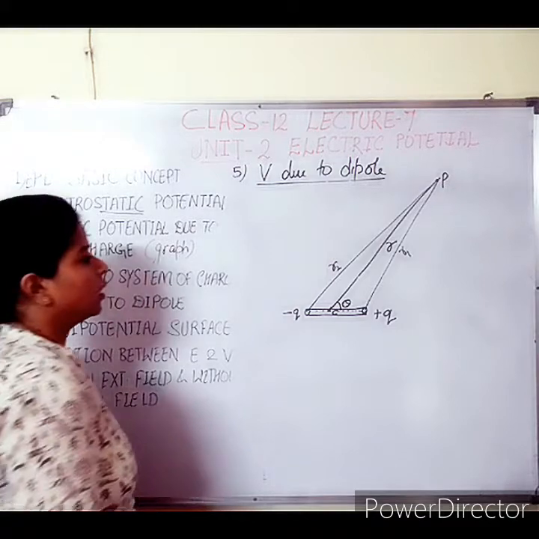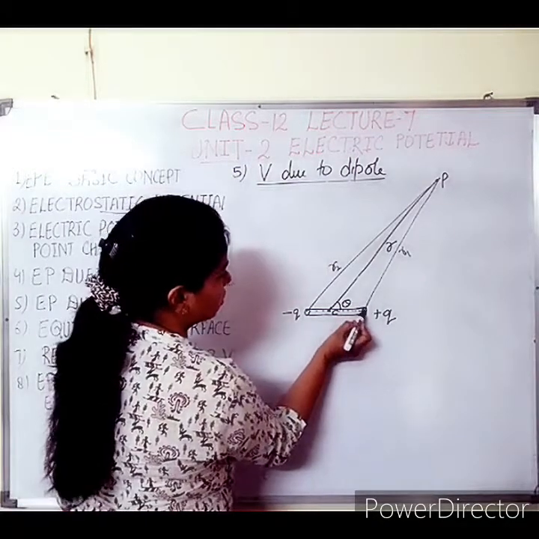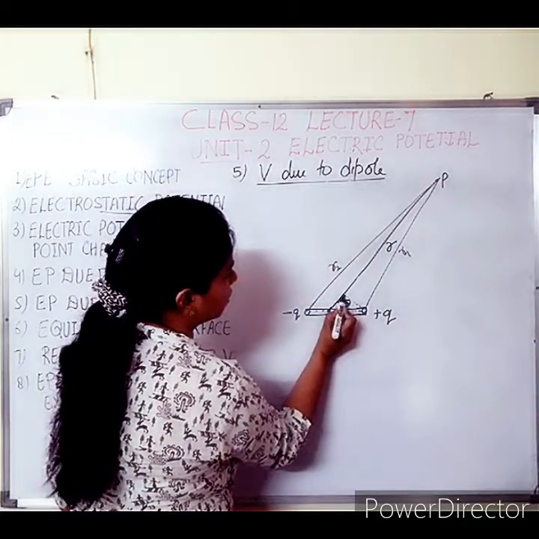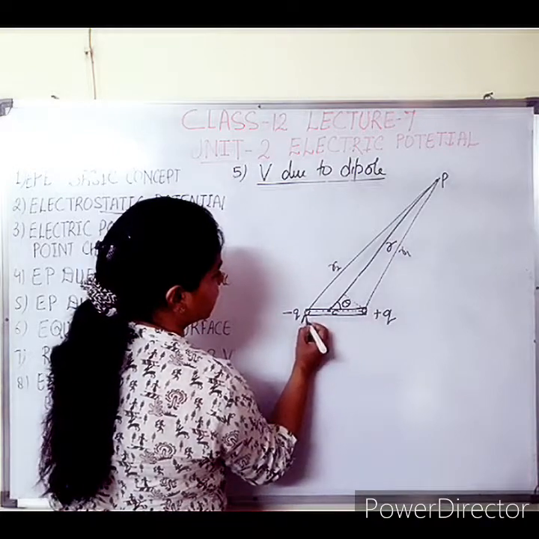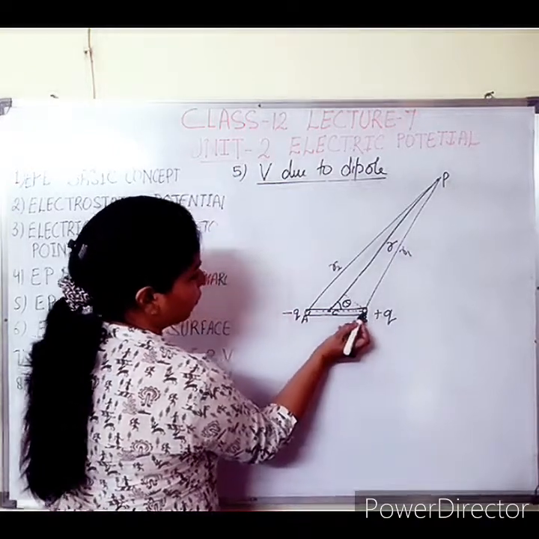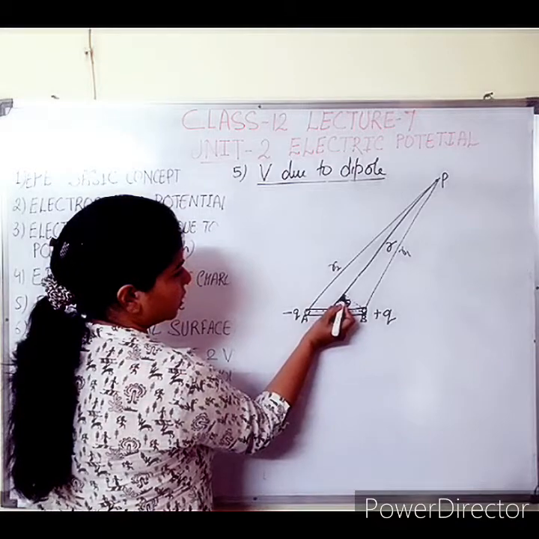Now see, we can draw a perpendicular line from 2 points. This is point A, this one is point B. From point B we have drawn a perpendicular distance.